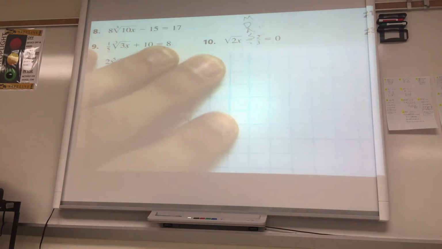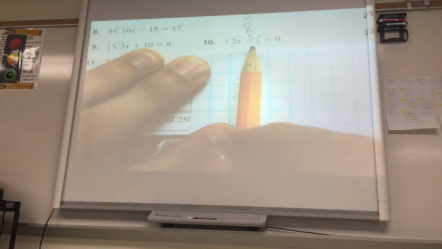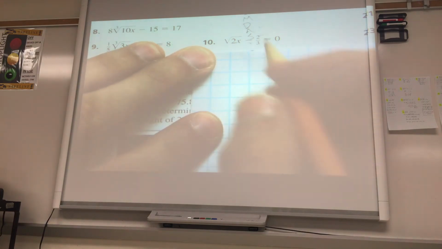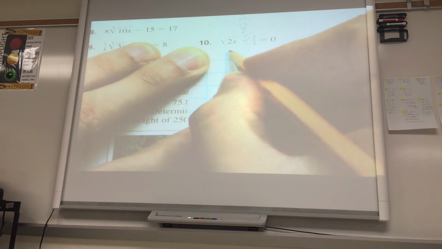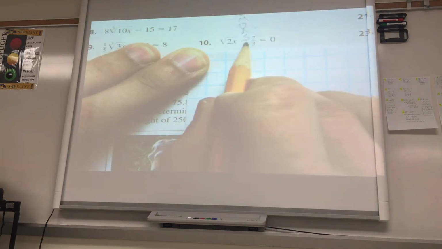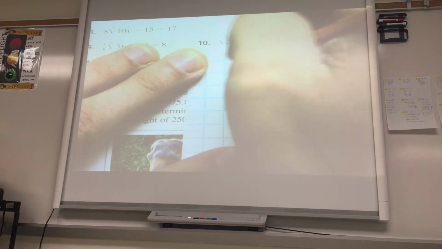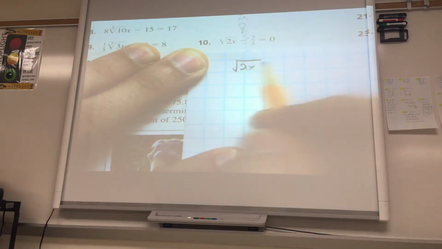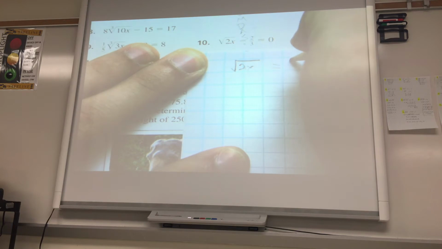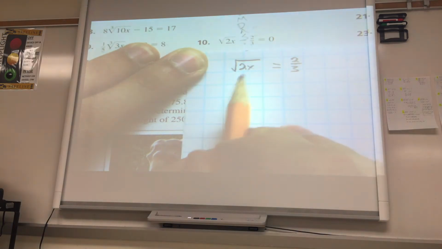All right, number 10. That fraction is going to freak people out, but there's nothing intimidating about it really once you learn how to deal with fractions. So I need to get rid of it by adding it to the other side. Just the whole entire fraction, I'm just going to add it to the other side. Because right now it's subtract the whole fraction, so I'm going to add the whole fraction. So I get the square root of 2x equals 0 plus that fraction, so I have 2 over 3.